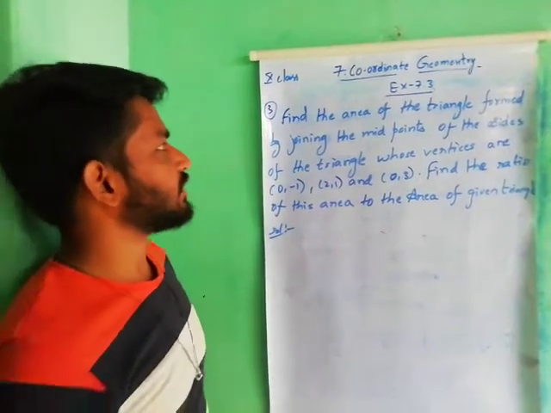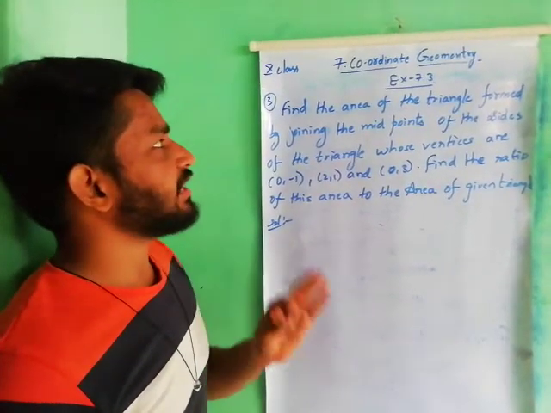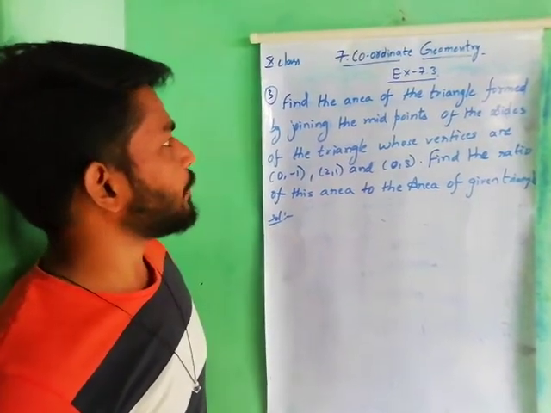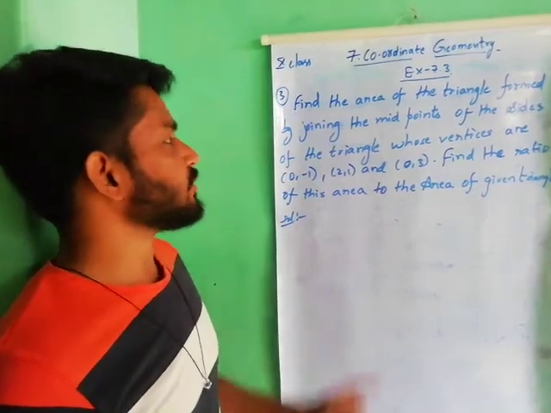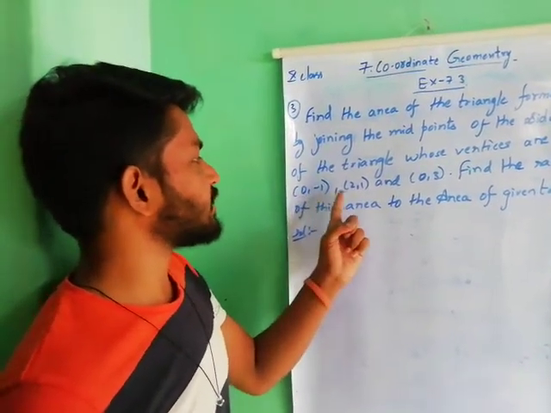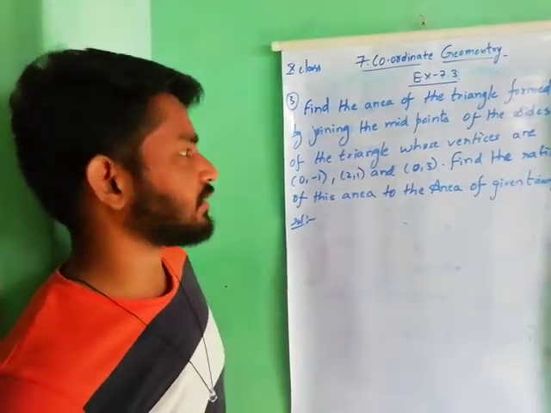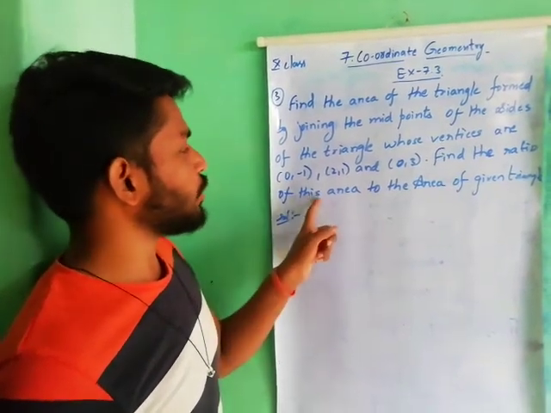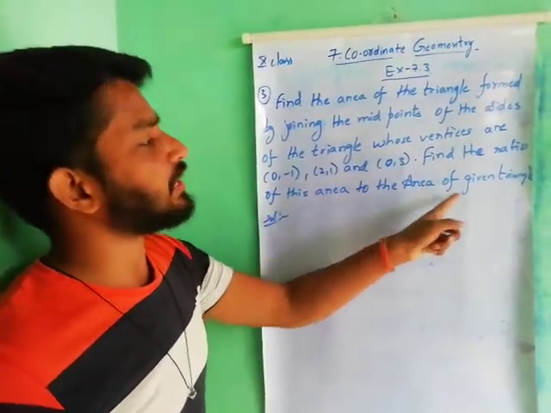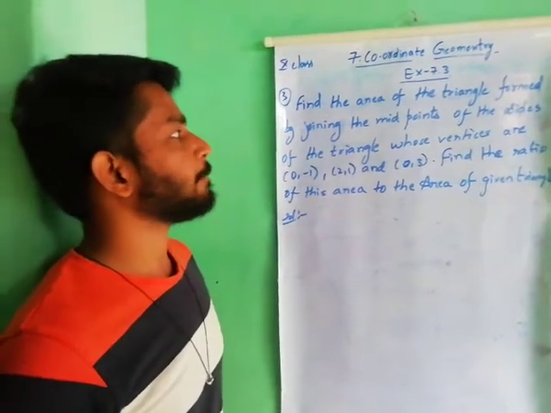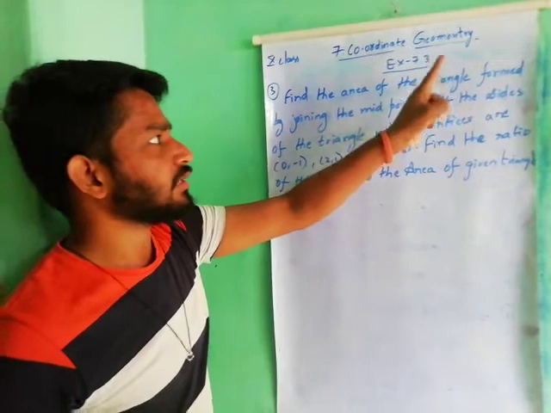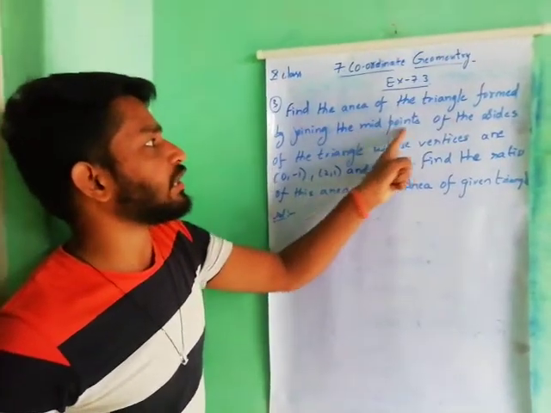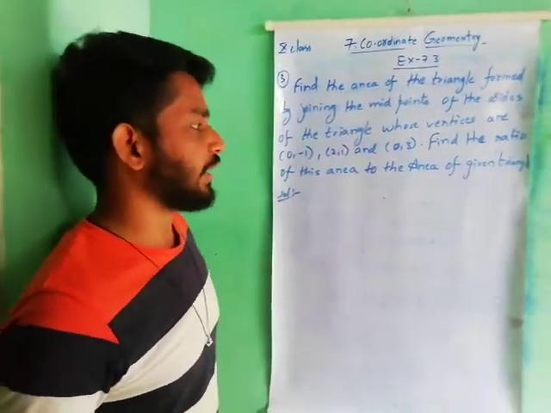Coming to question number 3. Find the area of the triangle formed by joining the midpoints of the sides of the triangle whose vertices are 0, minus 1, 2, 1 and 0, 3. Find the ratio of this area to the area of the given triangle. So first we have to find out the area of a triangle, the triangle formed by joining the midpoints of the sides of a triangle.